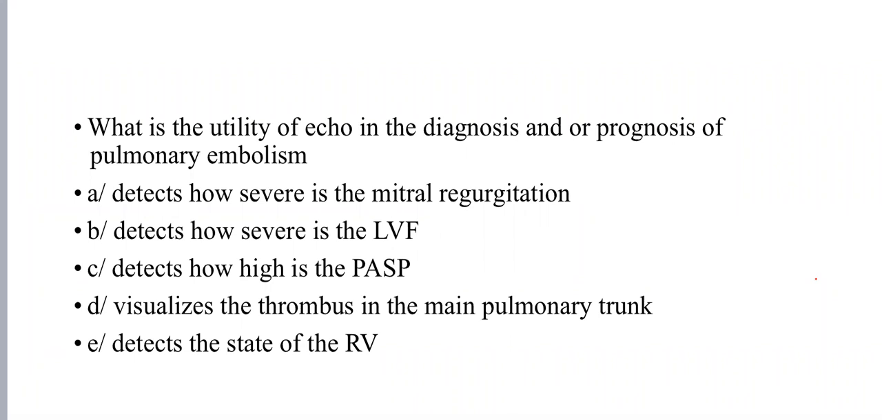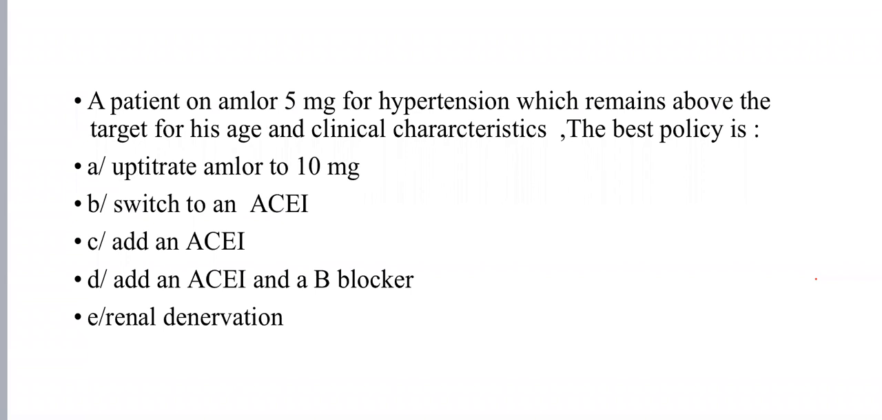Now, a patient on Amlor 5 milligram for hypertension, which remains above the target for his age and clinical characteristics. What is the best policy for uncontrolled hypertension on 5 milligram Amlor? Up titrate Amlor to 10. Switch to ACE. Add ACE. Add ACE and beta blocker, or do renal denervation. Add an angiotensin converting enzyme inhibitor. You all agree with that? Yes. Up titrate Amlor to 10. No, no, no, we have no up titration. No, no, no. ACE inhibitor, C. Okay.